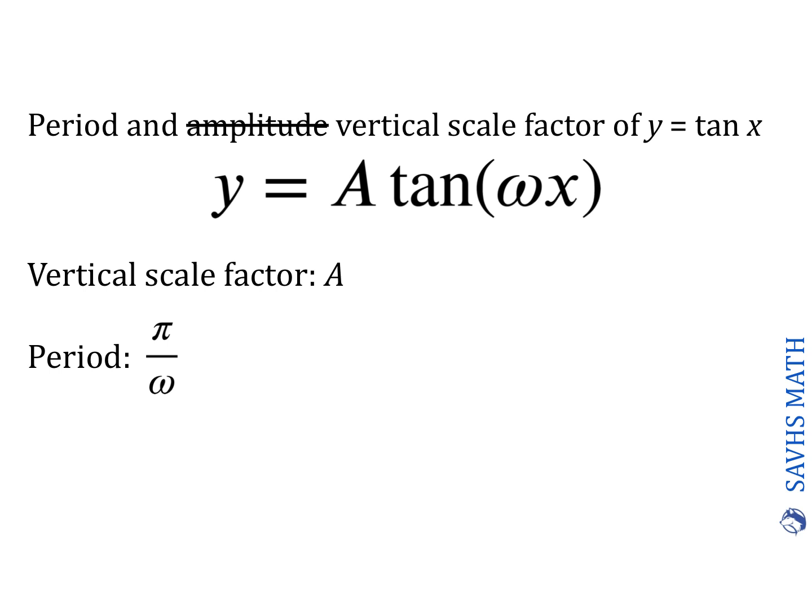But for your reference right now, we're not going to call it an amplitude for a tangent function because there isn't a middle to top of graph. But instead, there's just a vertical scale factor. So that a is a vertical scale factor. And then the omega is still relevant to the period of the graph, but instead of it being 2 pi over omega, it's just pi over omega. So this is the new formula for period for just tangent.